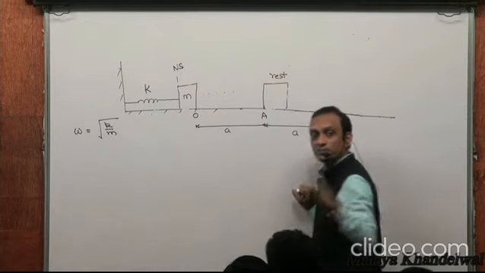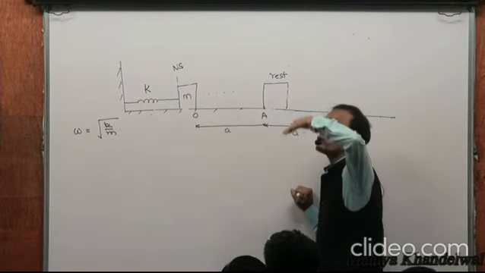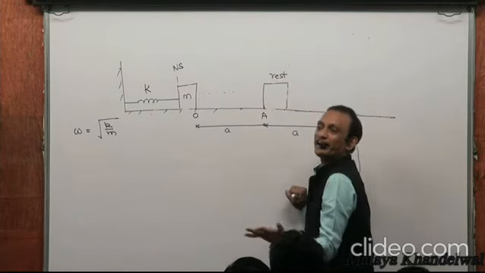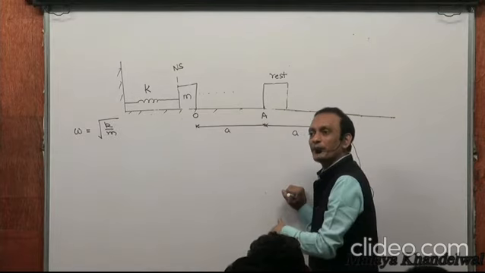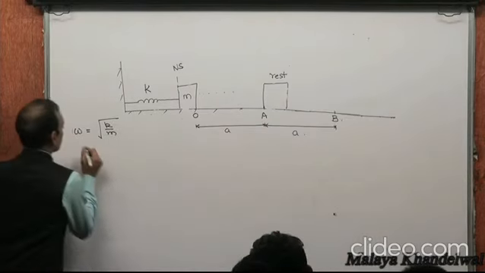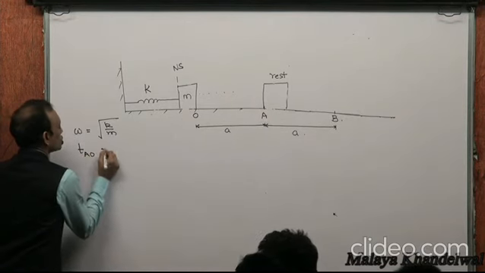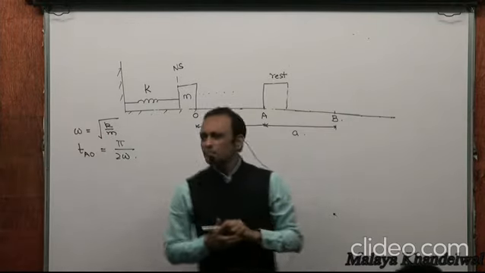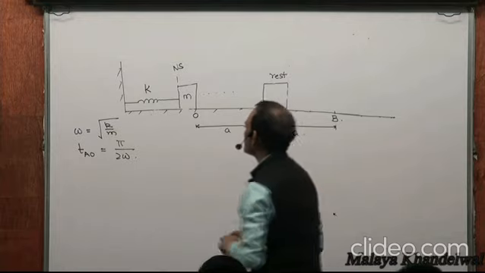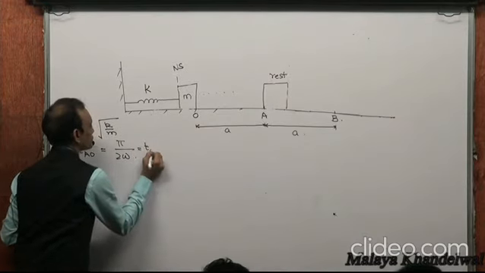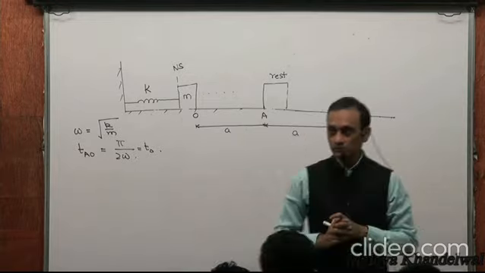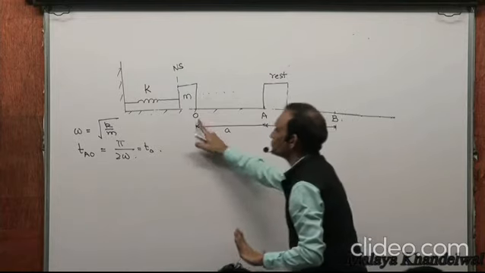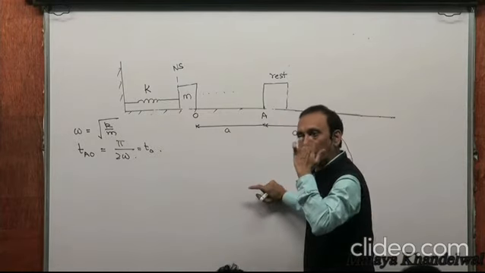From the extreme position to the mean position we have discussed is pi by 2 omega, because the auxiliary particle describes an angle of 90 degrees at the center at the rate of omega radians per second. So the time taken would be pi by 2 divided by omega, right? So the time taken to go from A to O is going to be pi by 2 omega. And that's perhaps given to be T naught. Clear? Now, that's the first situation.